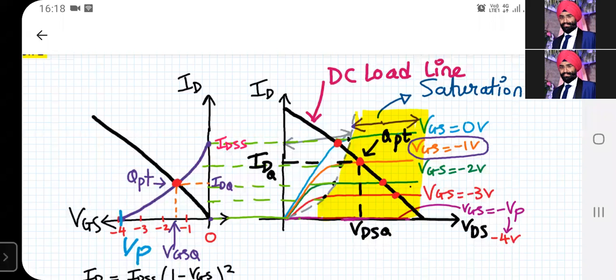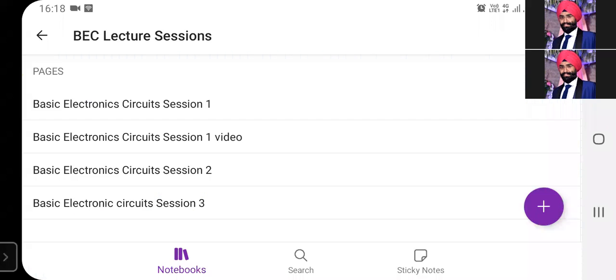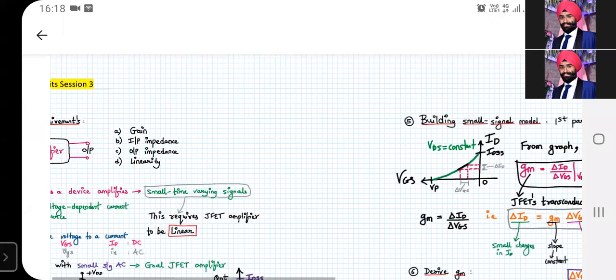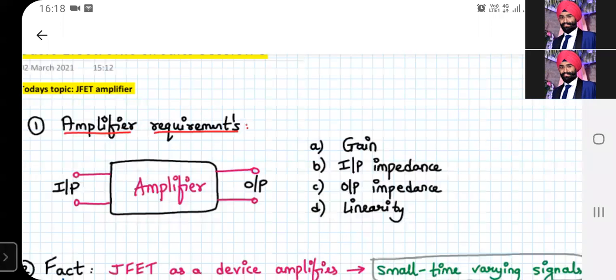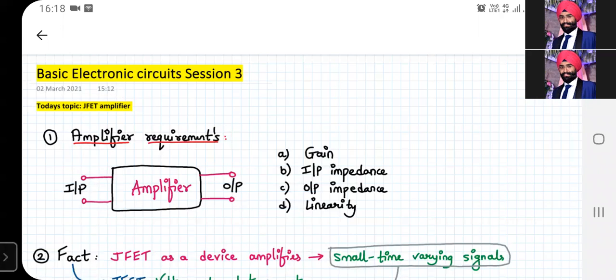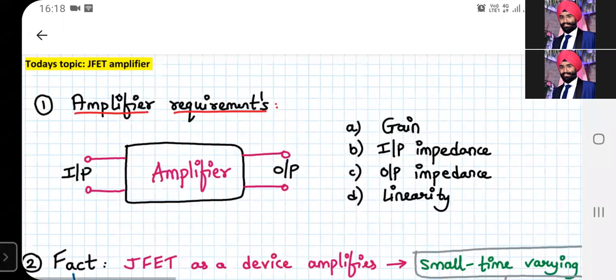Now let us begin with today's topic. This is basic electronic circuits session number 3. So let us begin. The first point is amplifier requirements.